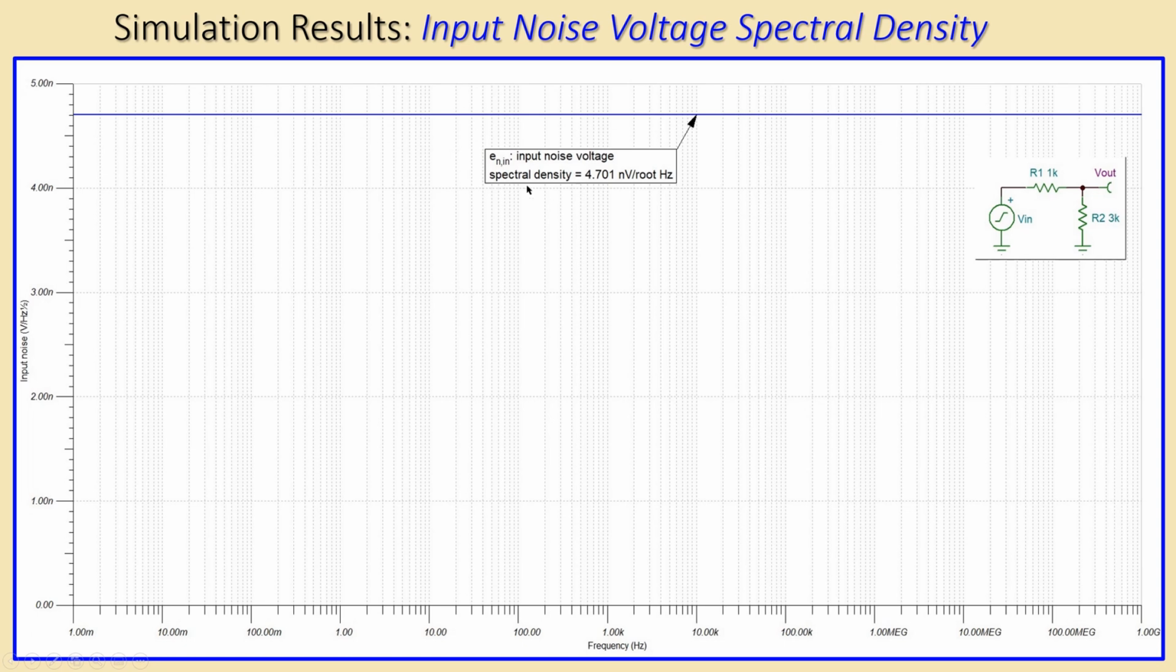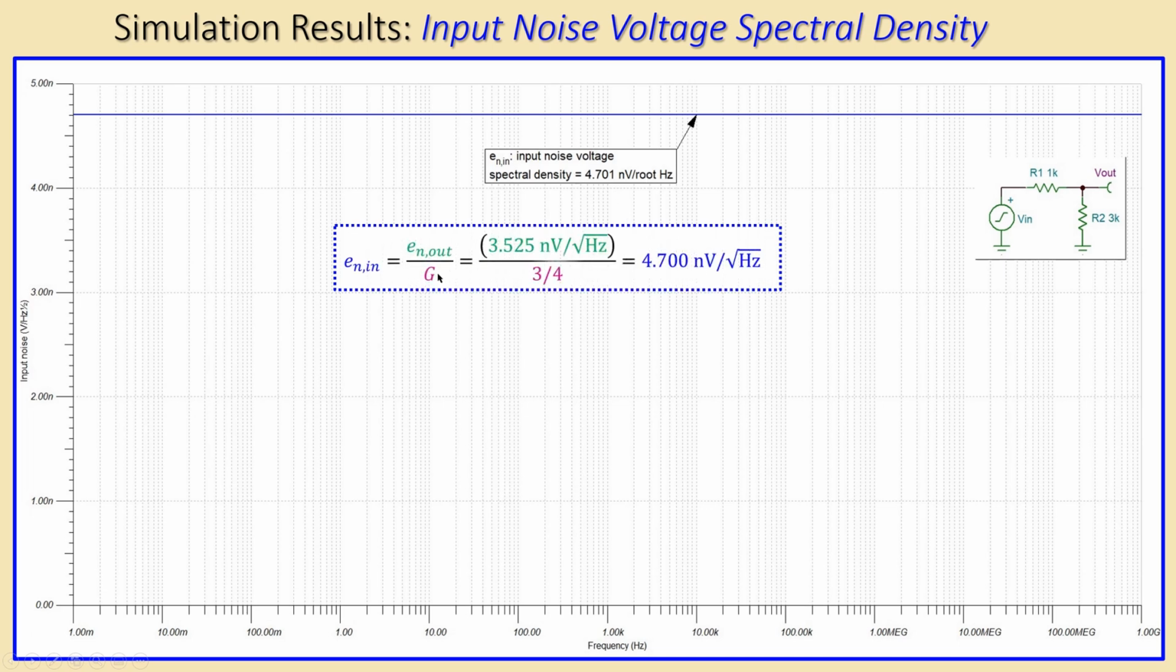So I just look at the input. You can also see the input noise spectral density here on the y-axis, the vertical axis, and on the x-axis, the horizontal axis, you can again see the frequencies from 1 millihertz to 1 gigahertz. And again, this is the value 4.701 nanovolts per root hertz, and we had calculated 4.700 nanovolts per root hertz, which is very close to that one. So that's also very nice.